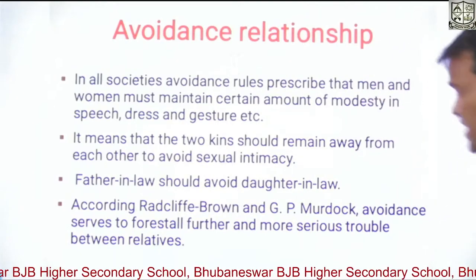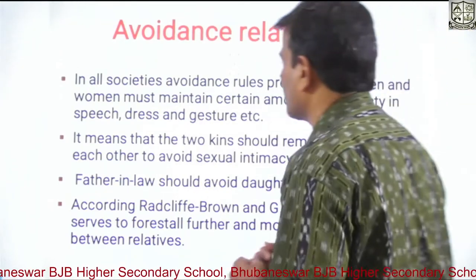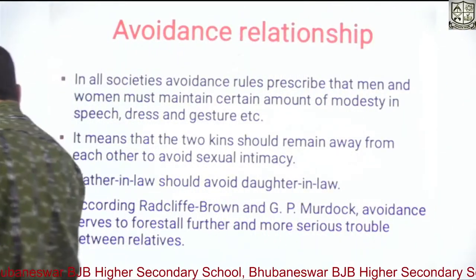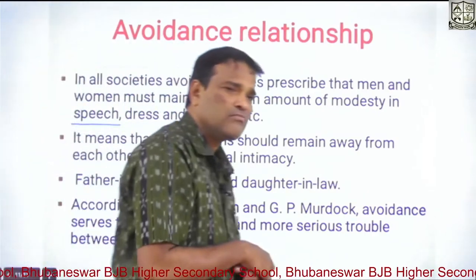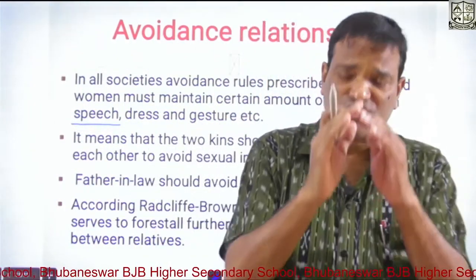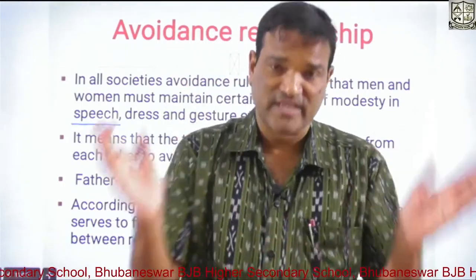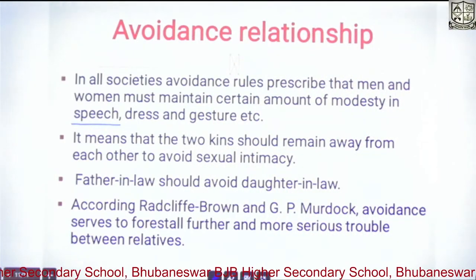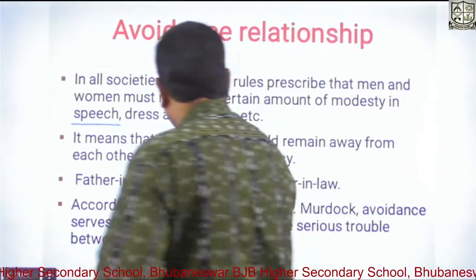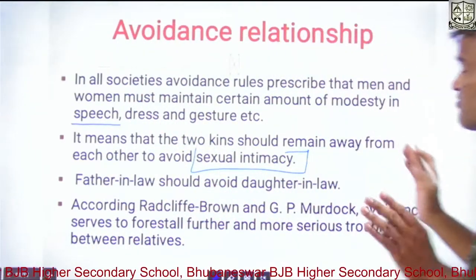In all societies, avoidance rules prescribe that men and women must maintain a certain amount of modesty in speech, dress and gesture. So while we use a particular language, a particular word, we have to maintain our decency. We have to maintain social conduct in our dress pattern, in our speech, in our interaction in different ways. It means that two kin should remain away from each other to avoid sexual intimacy, which is a social problem. So avoidance relationship has been established in different societies.